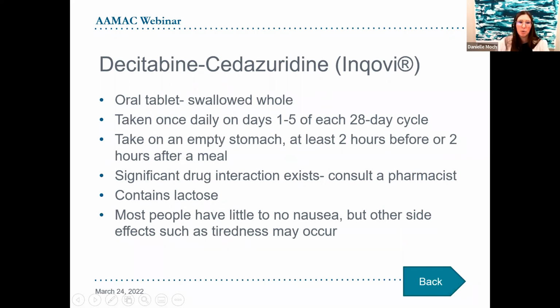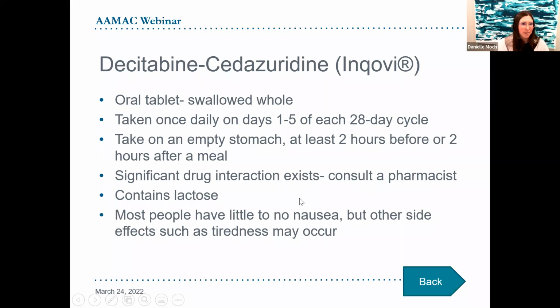And usually with both of these medications, they are monitoring blood work, they're monitoring your symptoms, they're monitoring how you're doing, and you may as well need transfusions or assistance on these medications just to help manage some of those symptoms. There is, with this Inqovi as well, significant drug interactions. So make sure you talk to your local pharmacist.